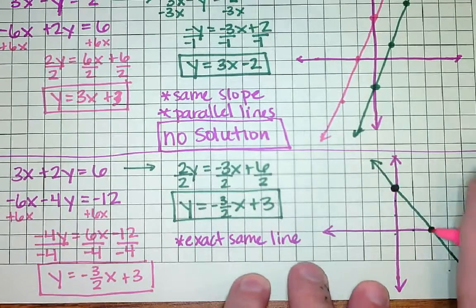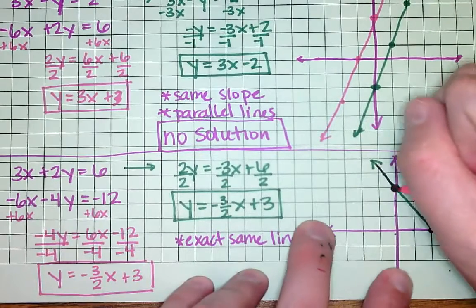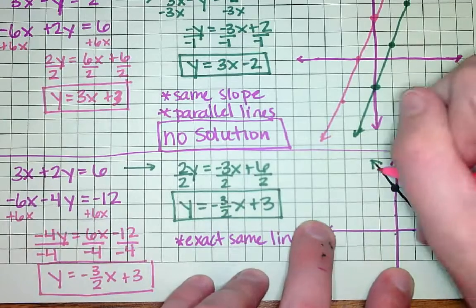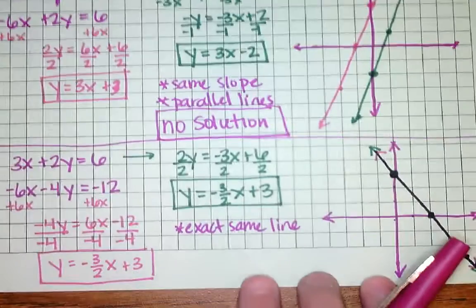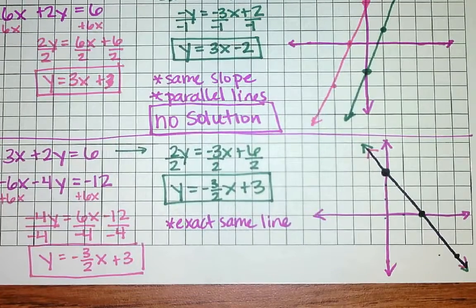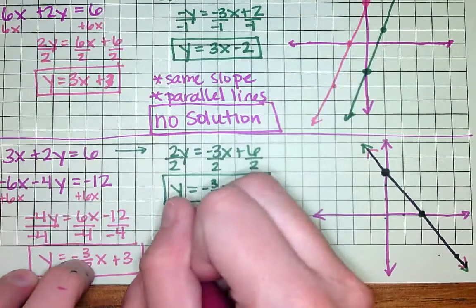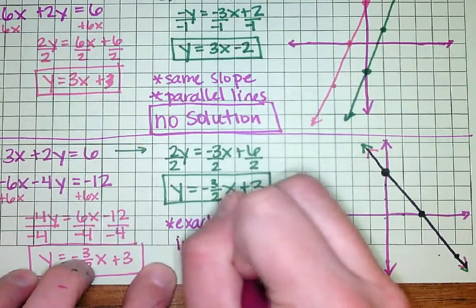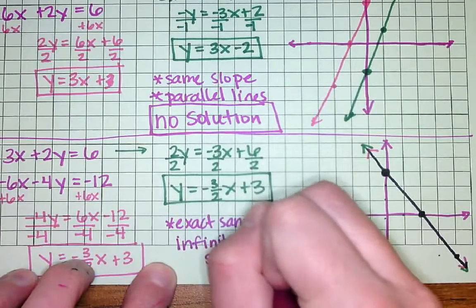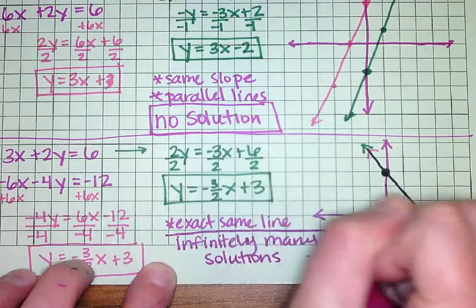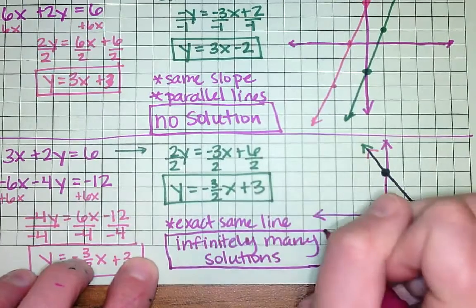So literally, when are these two lines touching each other? All the time, everywhere. They're constantly touching each other. All right, guys? So what are my solutions in this case? There are infinitely many solutions, because they intersect at every single point.